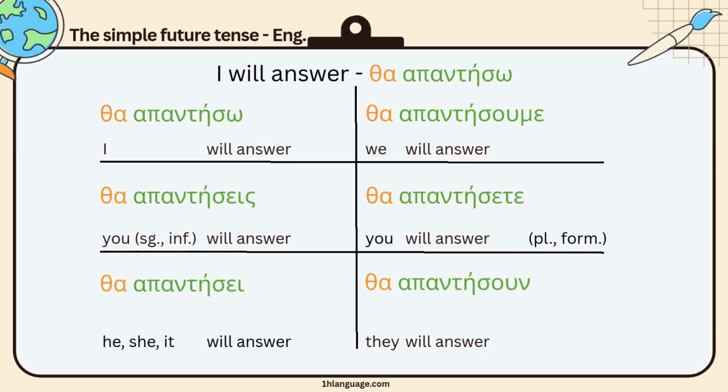The future tense with the particle tha. I will answer. Θα απαντήσω. You will answer, singular. Θα απαντήσεις. He, she, or it will answer. Θα απαντήσει.